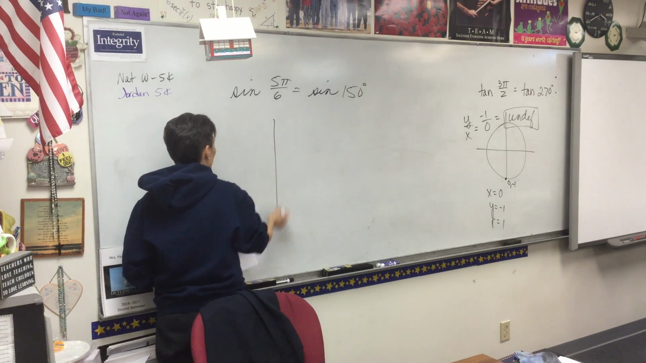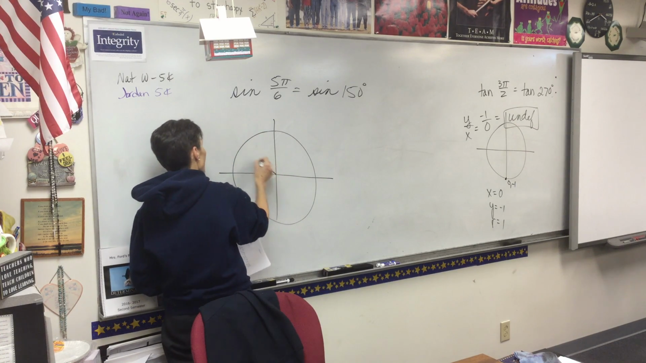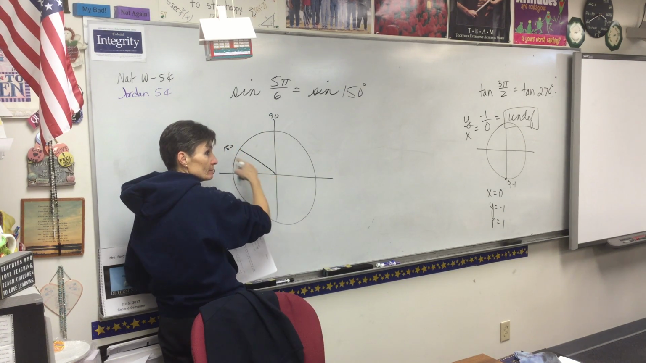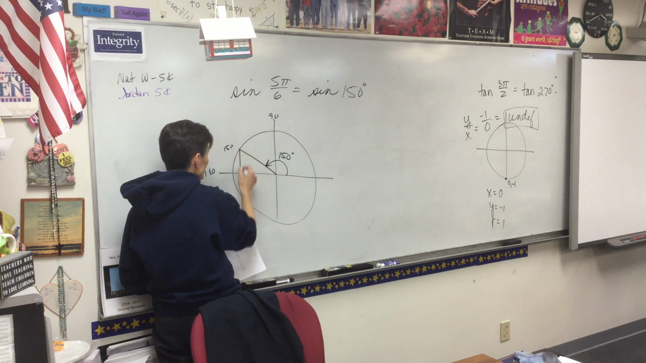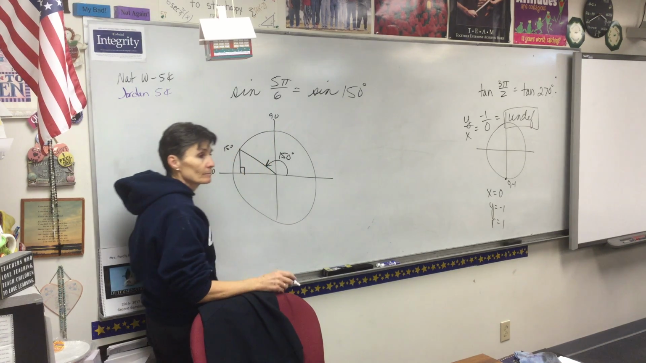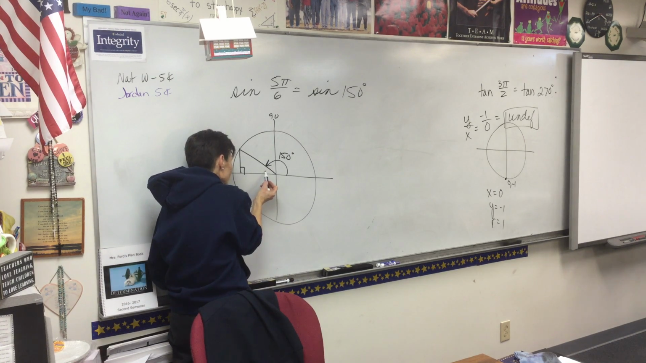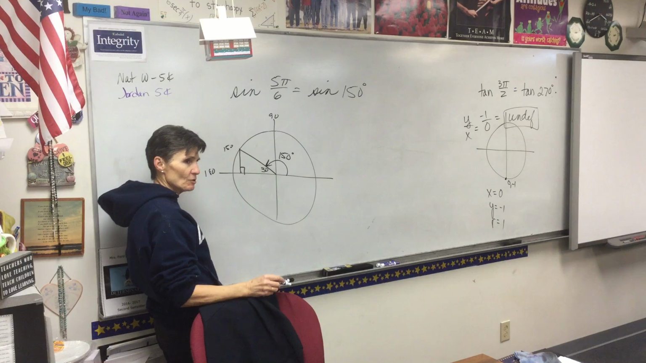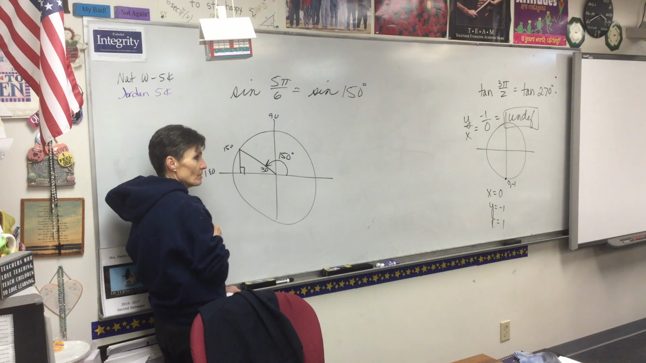Okay, so now we're going to draw 150. Now, 150 is not on my line. 150 is over here, right? This is 150. So I can actually make a triangle. Marita, how big would that angle right there be? You got it. It's 30. If that's 150 and that's 180, that's got to be 30.